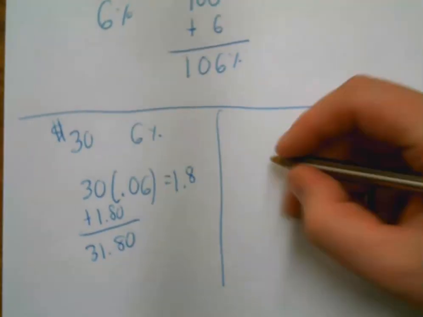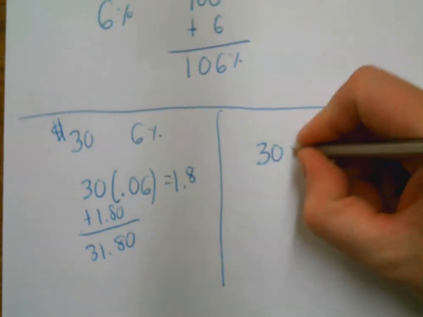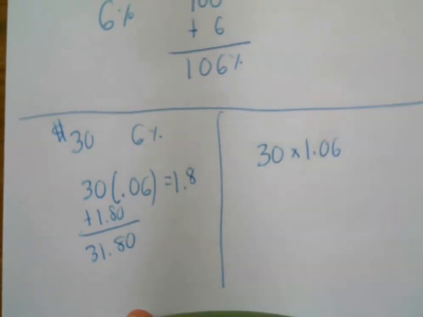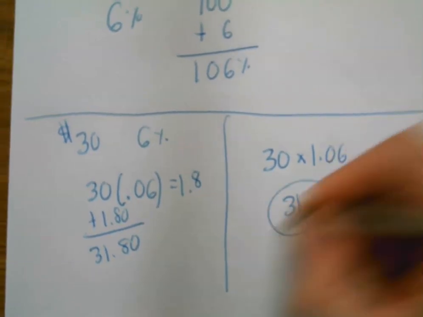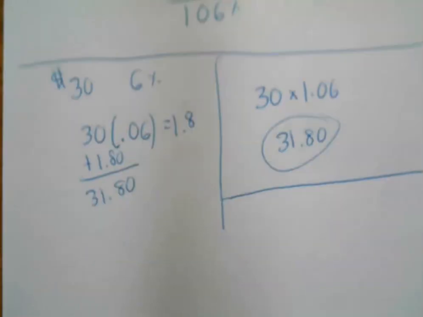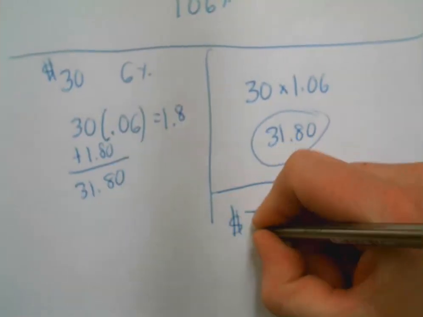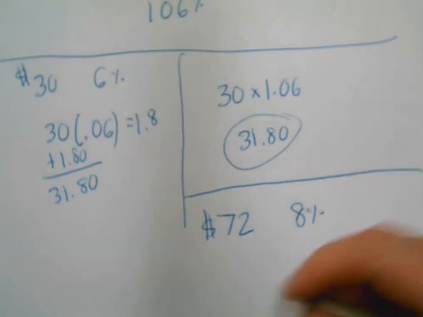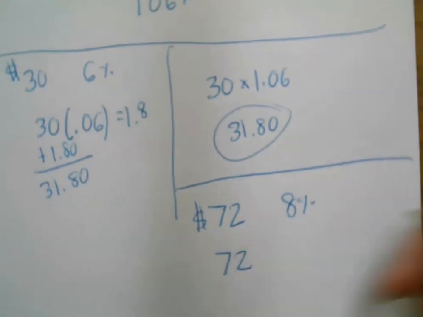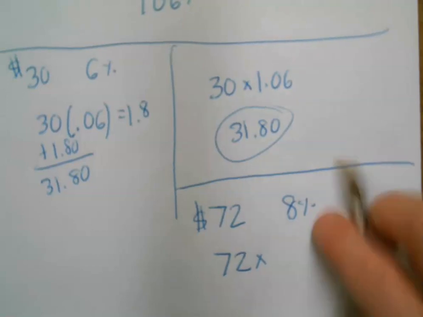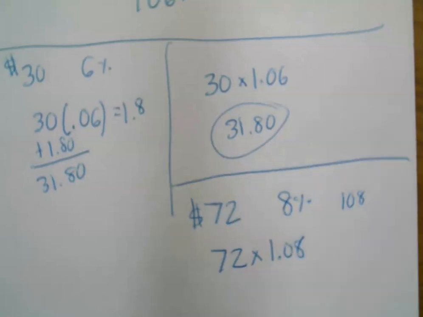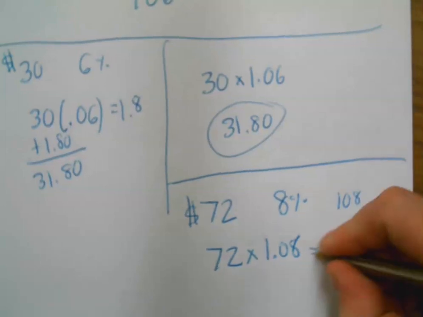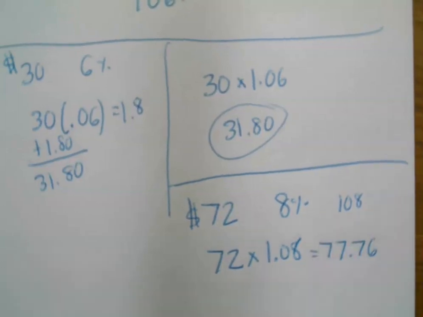If you're just looking for the overall total, you could just say 30 times 1.06. 30 times 1.06 is $31.80. Let's do a couple more with just the shortcut. If you have a $72 item and 8% tax, that would be 72 times 100% plus 8% is 108%, so it's 1.08. 72 times 1.08 is 77.76.